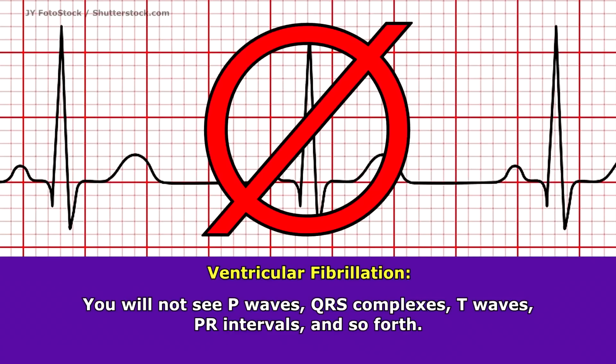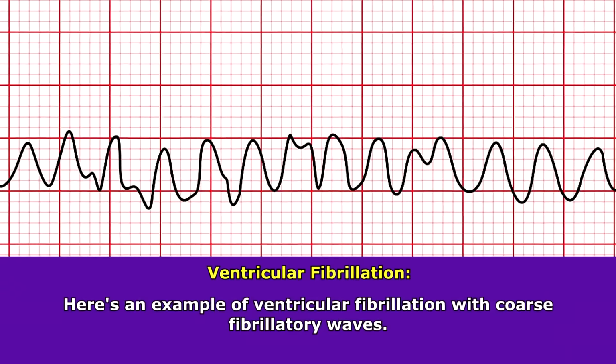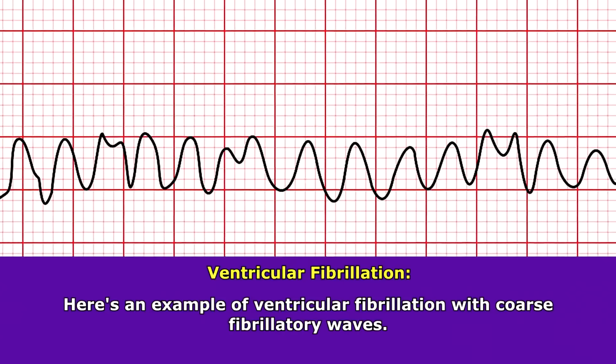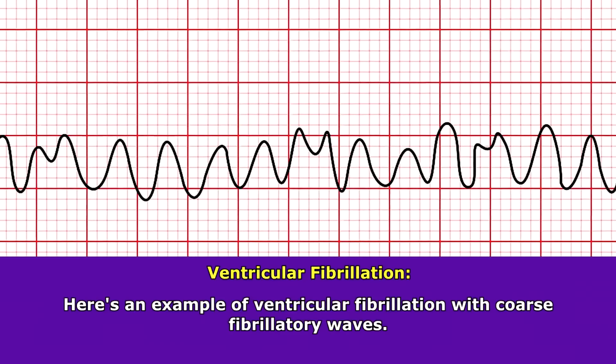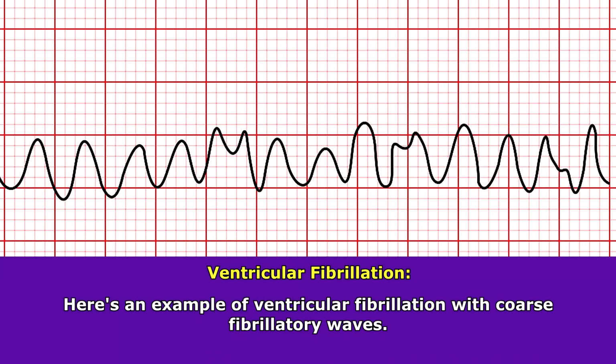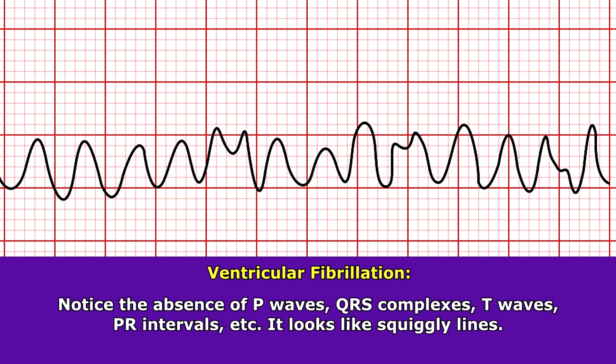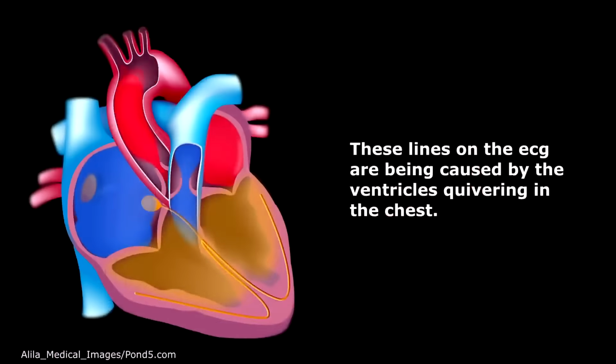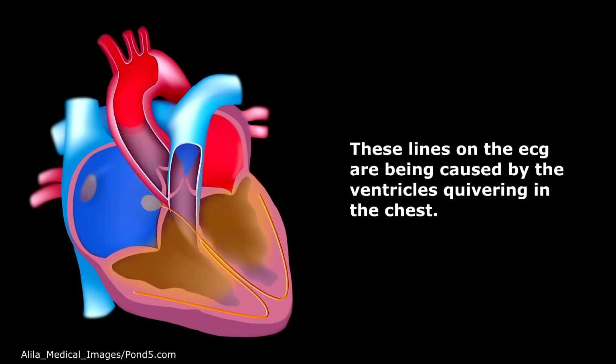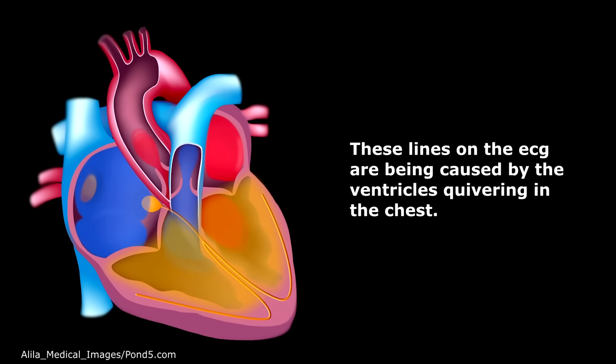And then of course, due to the nature of this rhythm, you're not going to be able to see P waves, QRS complexes, T waves, PR intervals, or anything like that. Here on this strip, you can see a classic example of ventricular fibrillation. This is actually coarse fibrillatory waves. And again, notice you cannot find P waves, QRS complexes, or T waves. Really, what it looks like is just a bunch of squiggly lines on the ECG strip. These lines are being produced from our ventricles, which are just sitting in the chest quivering. They're not contracting like they should.